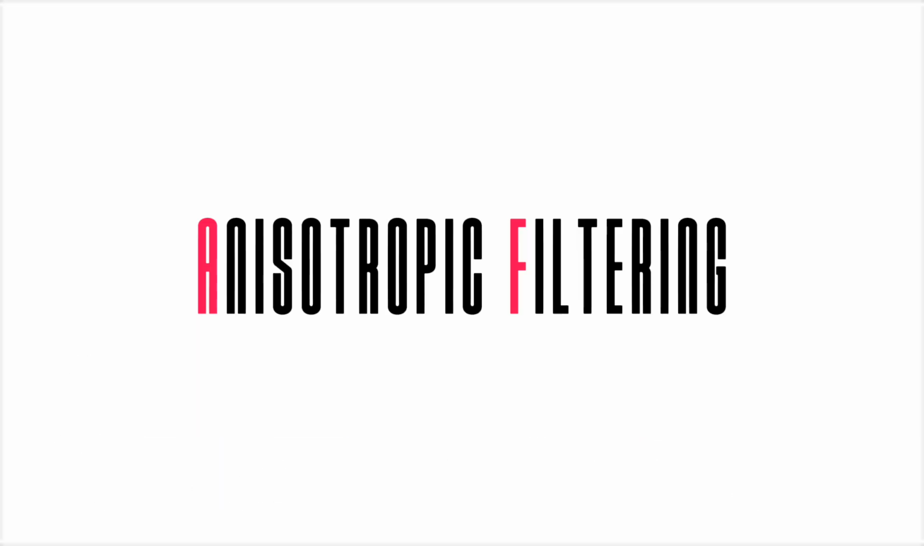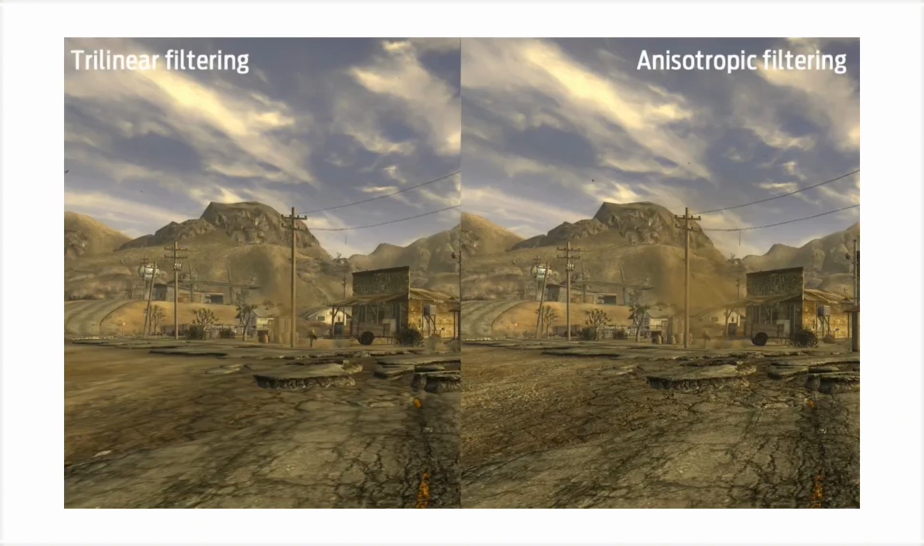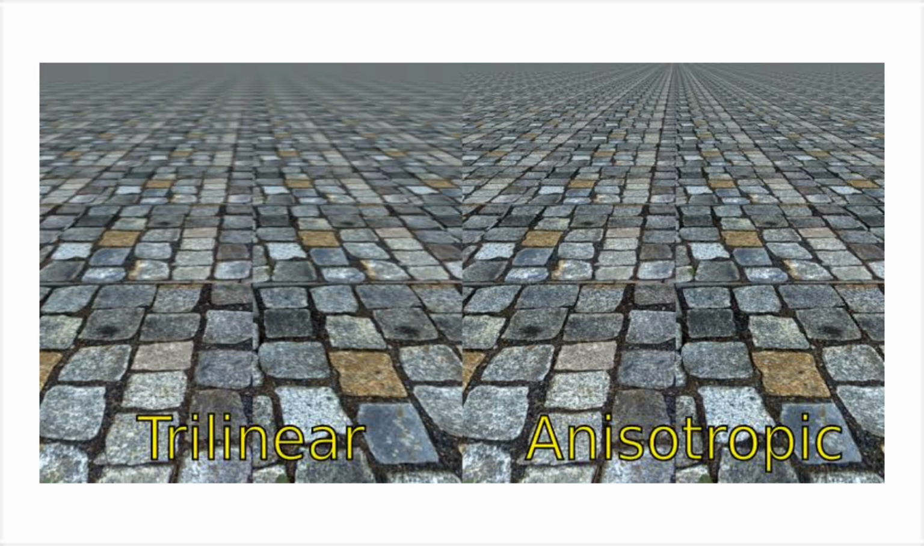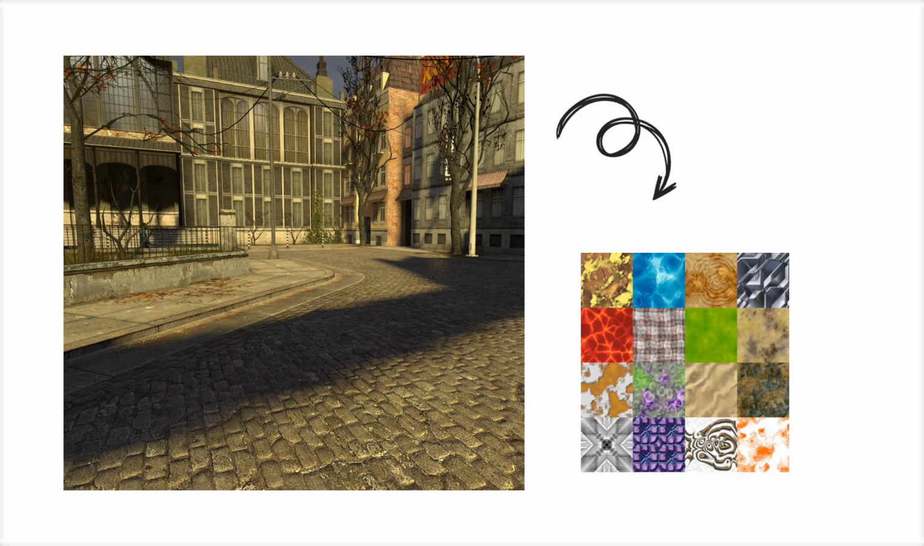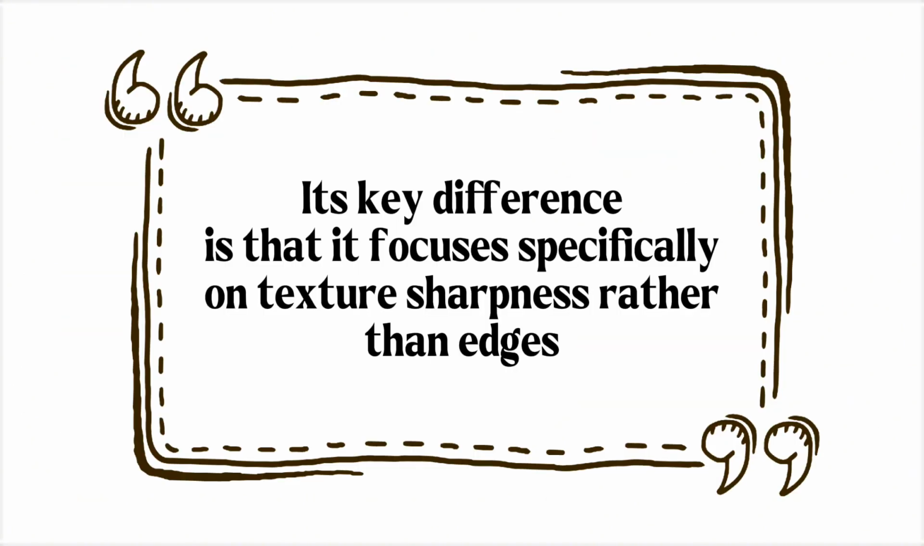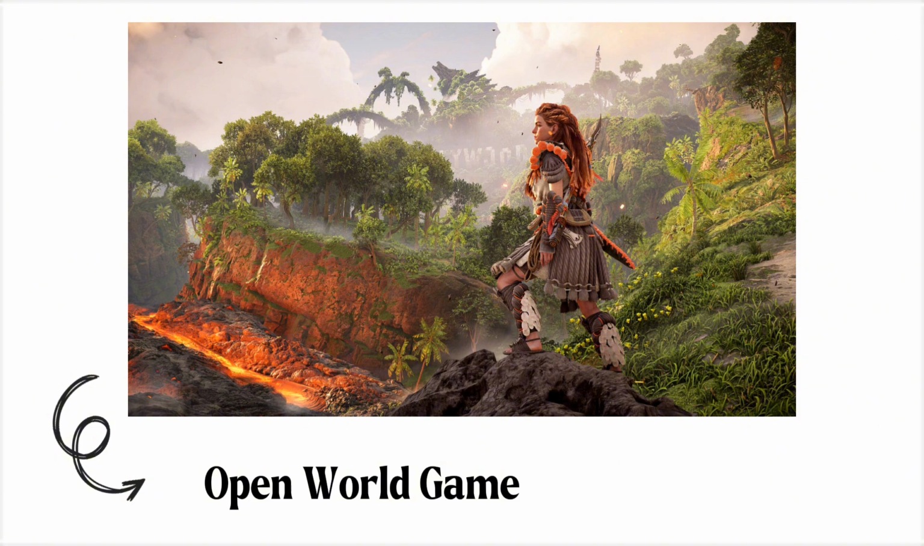Anisotropic filtering. Anisotropic filtering improves the clarity of textures viewed at sharp angles. Without it, textures such as roads or floors can appear blurry when viewed from a distance. This technique preserves detail by sampling textures more intelligently. Its key difference is that it focuses specifically on texture sharpness rather than edges. It matters because it makes environments look clearer and more realistic, especially in open-world games.